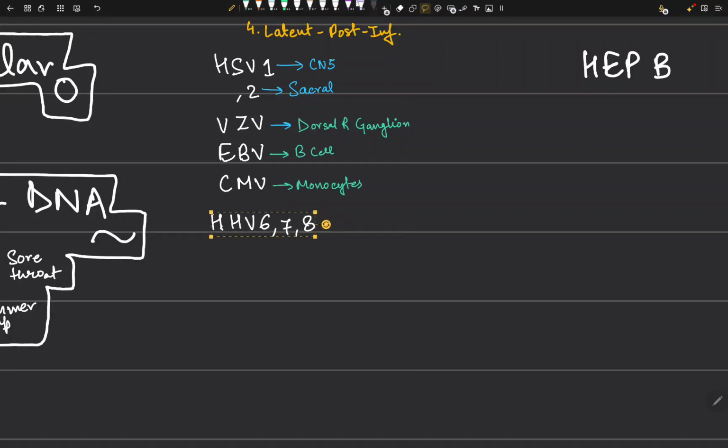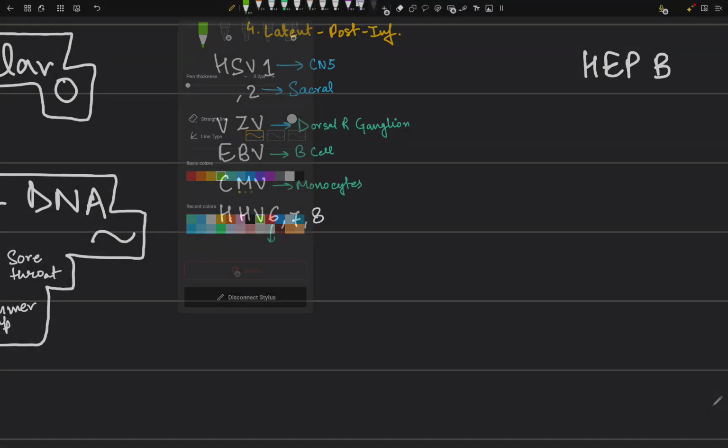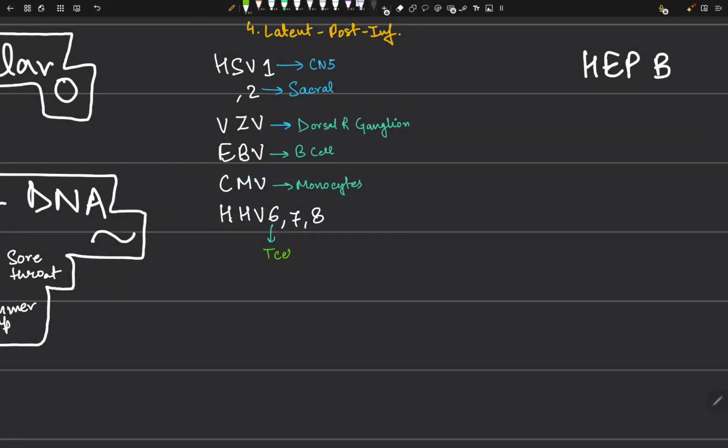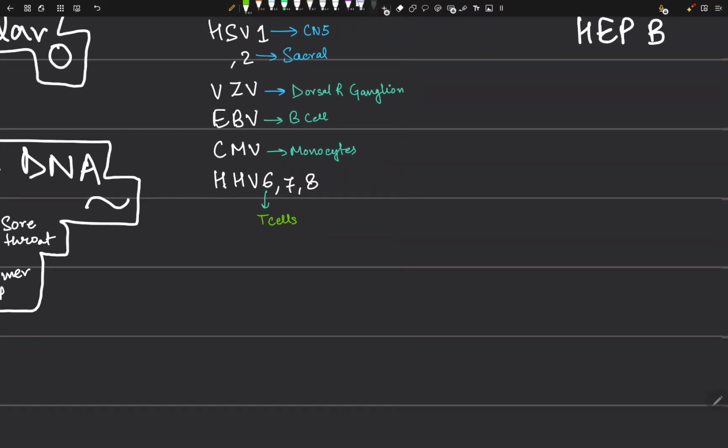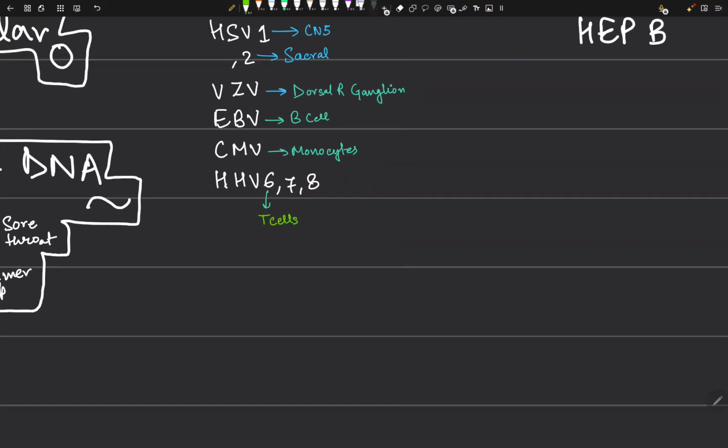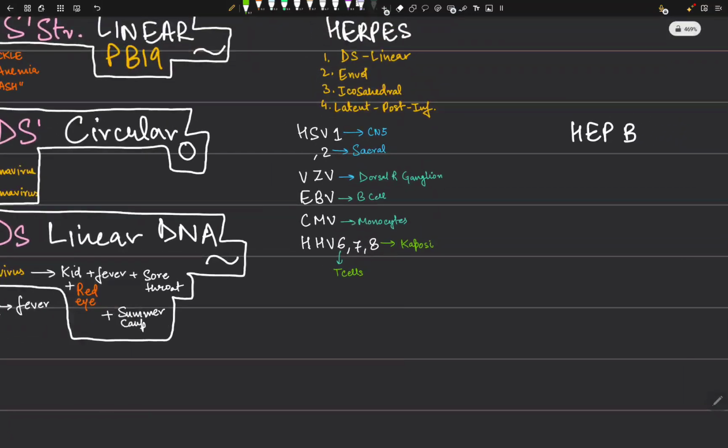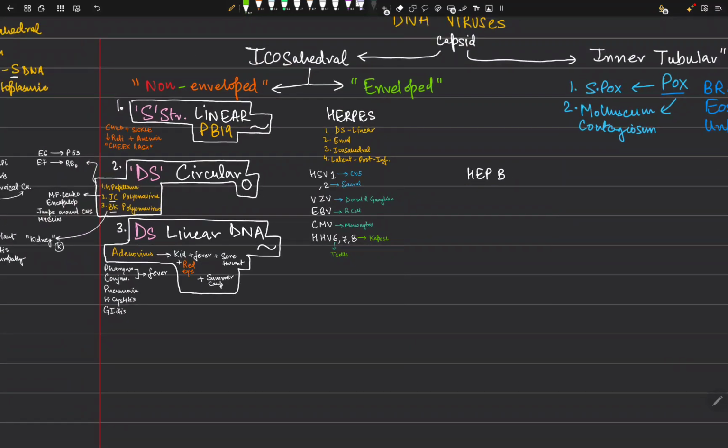What about these family? We have 6 that hides in T cells, actually. T cells. We have 8 that actually is associated with Kaposi sarcoma. I just remembered that one. Kaposi sarcoma. Simple stuff, right? Kaposi sarcoma. Okay. So not gonna go deep into HSV1, HSV2 because we're gonna cover them after that.